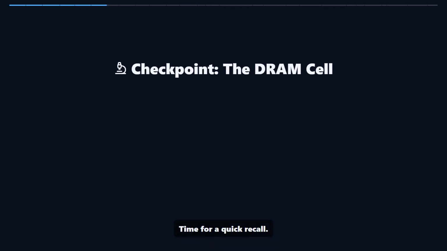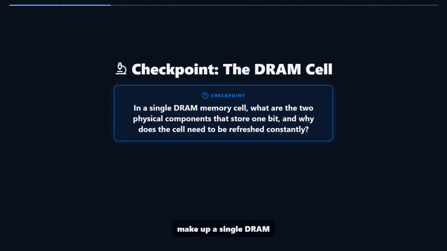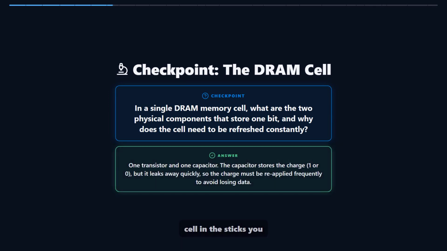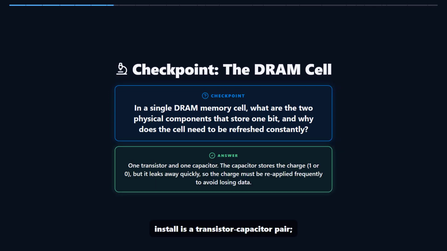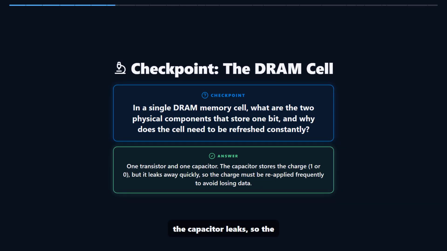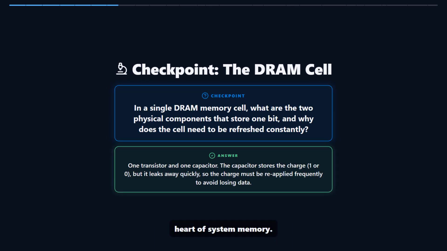Time for a quick recall. You just saw how a DRAM cell works. Pause the video if you need a moment. What 2 components make up a single DRAM cell, and why does it need constant refreshing? Every memory cell in the sticks you install is a transistor-capacitor pair. The capacitor leaks, so the cell refreshes constantly to keep its value. If you got that, you already understand the heart of system memory.